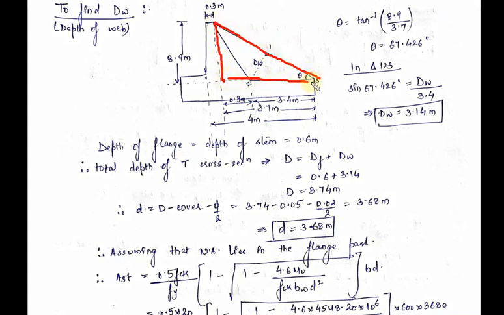So if I take this triangle, suppose this angle is theta. If I take tan theta in this triangle, tan theta will be equal to perpendicular upon base. So perpendicular is 8.9, base is 3.7. So tan theta will be 8.9 divided by 3.7. Therefore theta will be equal to tan inverse of this. Therefore theta will come out to be 67.426 degrees. So now we have found out the value of theta.